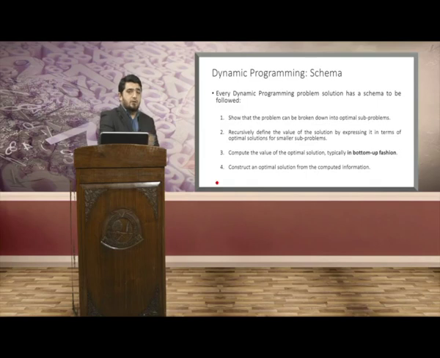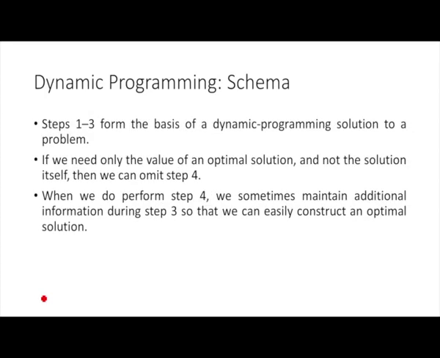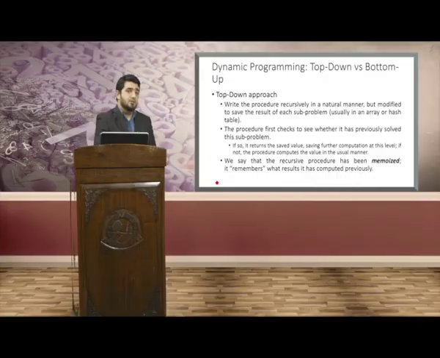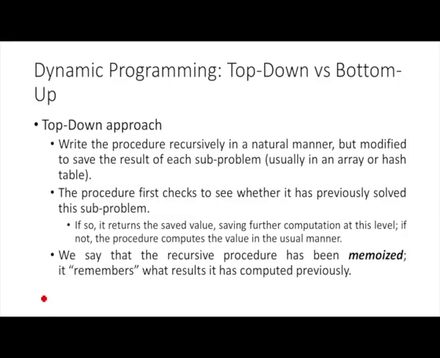So, earlier I also told you that we have two approaches for designing solutions using dynamic programming. One would be the top-down approach. The example that I just discussed earlier for the Fibonacci numbers used a simple top-down approach. So, we write the procedure recursively in a natural manner, but modified obviously to save the result of each sub-problem, usually in an array or a hash table, as you saw earlier.